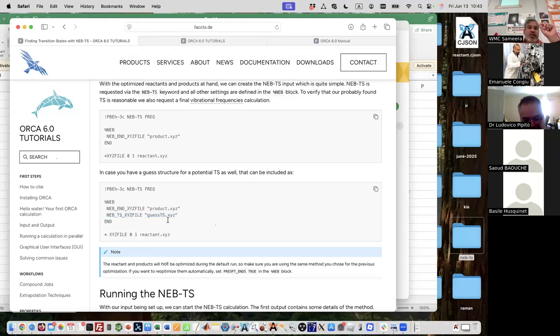Then you have 3 structures in your directory: the reactant XYZ file, the product XYZ file, and the guess transition state. And then you can begin the calculation with 3 data points. So this is also very useful.